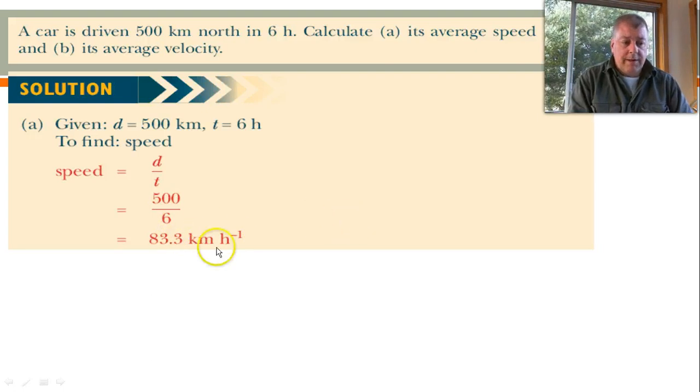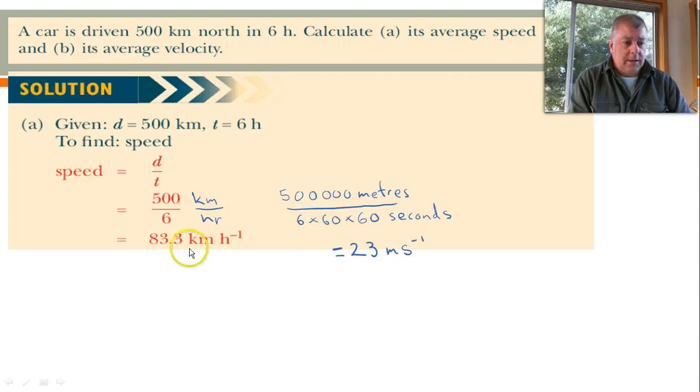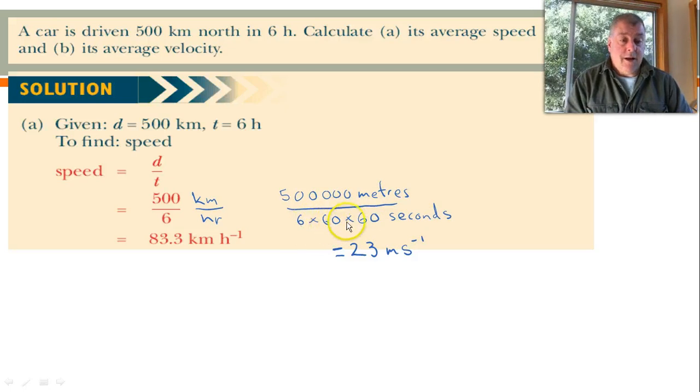We don't have to give our answer in kilometers per hour. We could have been asked to give our answer in meters per second. What would we do in that case? Well, to get kilometers per hour, we use distance in kilometers and time in hours. But to get meters per second, we just need to convert our distance into meters and our time into seconds, and we've done that here. 6 hours is 6 times 60, there's 60 minutes in an hour, 60 seconds in a minute, and then there's 1,000 meters in a kilometer, and we get 23 meters per second to the minus 1.